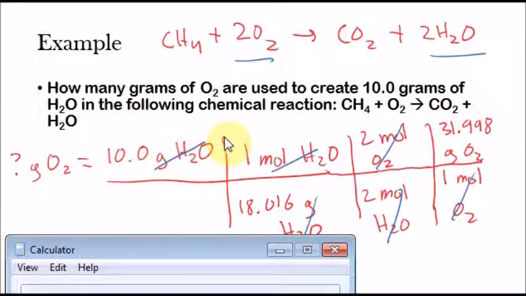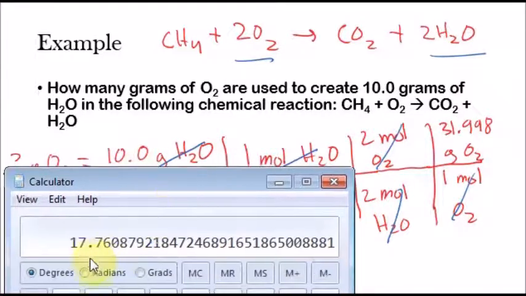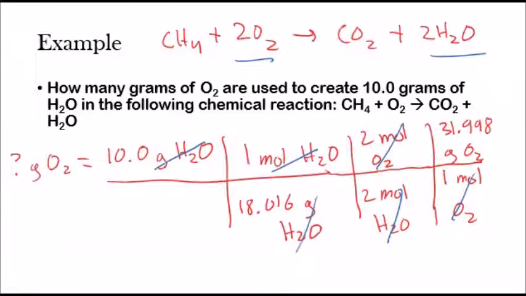From there, this number has 5 significant digits, this number has 5 significant digits, and this number has 3. Therefore, our answer needs to be rounded down to 3 significant digits. So when we do that, 17.7608 is going to be rounded down to just 17.8. So 17.8 grams of O2.